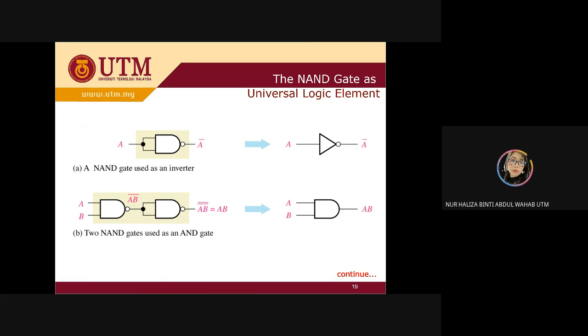Why do you need to know this? Because there is a question for your test 2 or your final exam that will be asked: draw your circuit using NAND gate only. So that's why, if you have, let's say we have F equal to A bar plus AB. Okay, we have this. So how are we going to draw? Using the NAND gate only, we cannot use an OR gate. We cannot use an AND gate. So how are we going to draw?